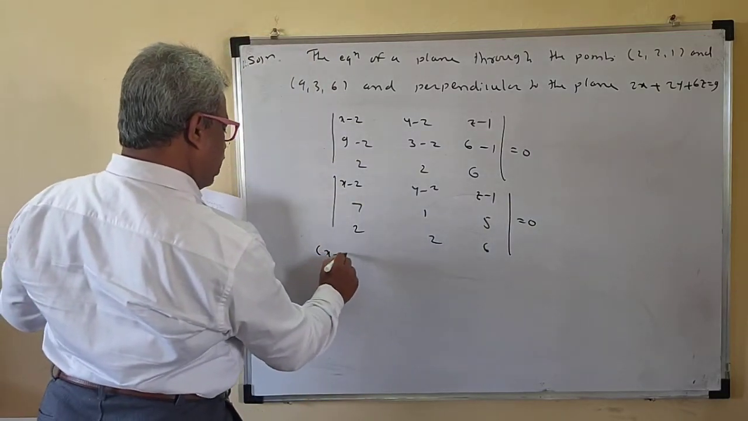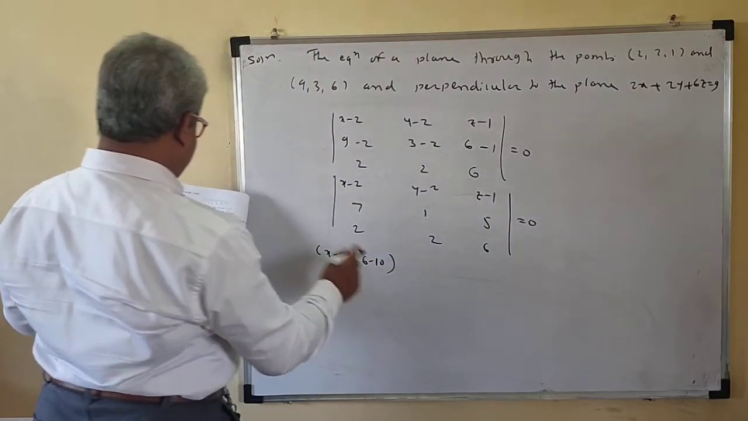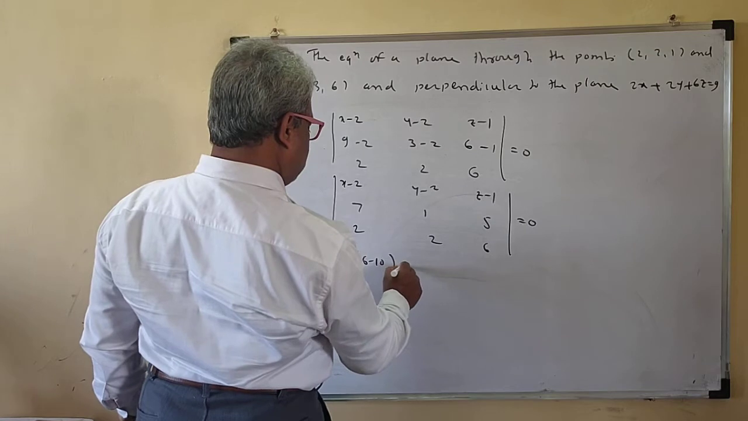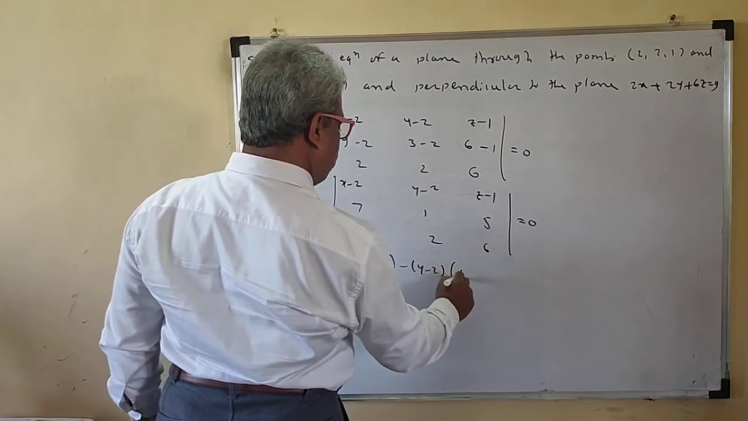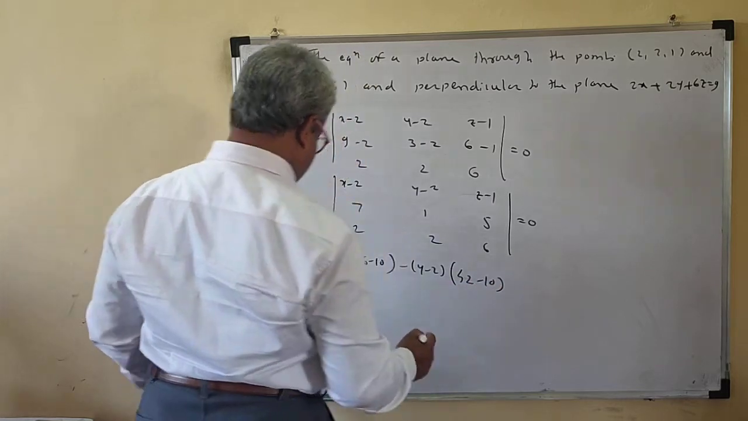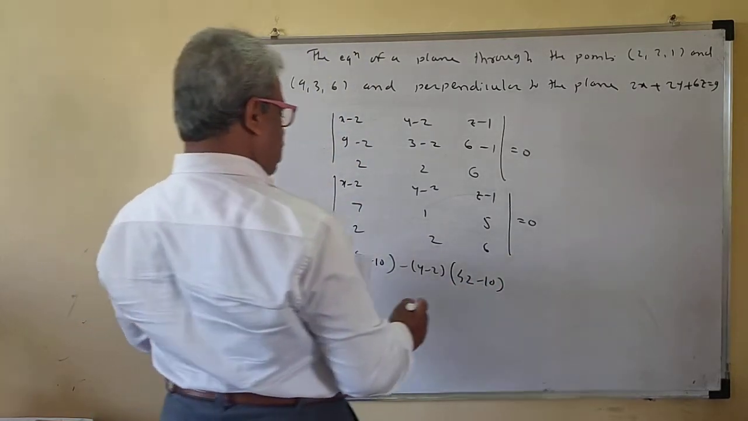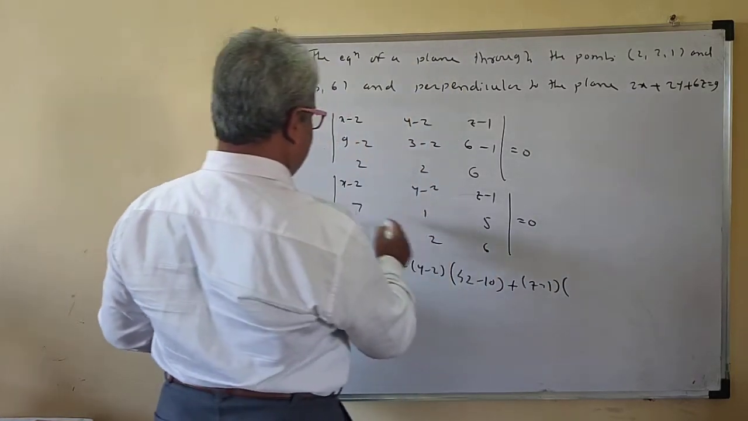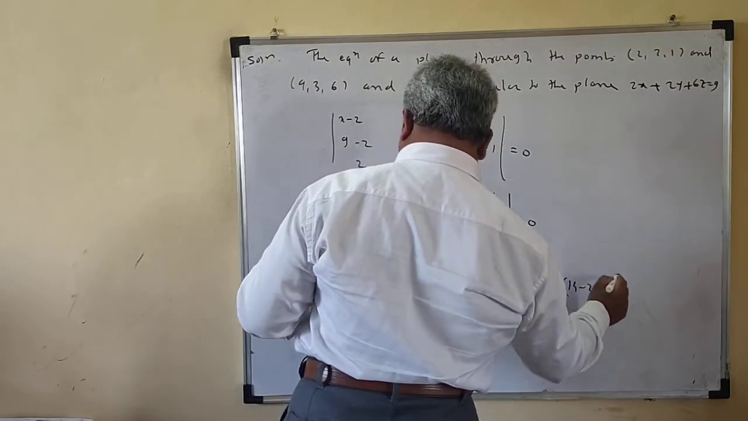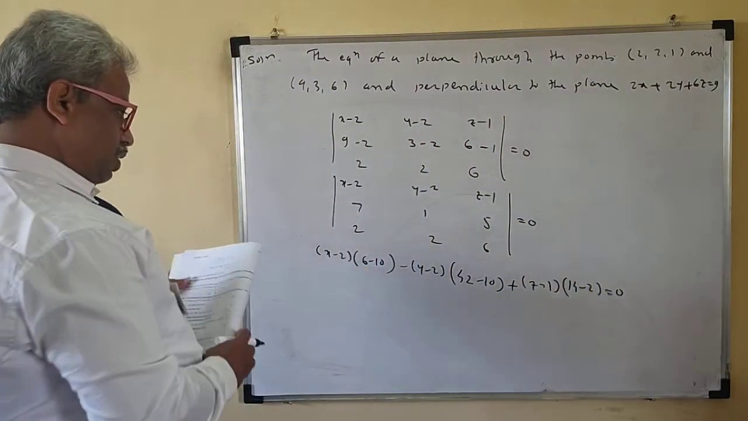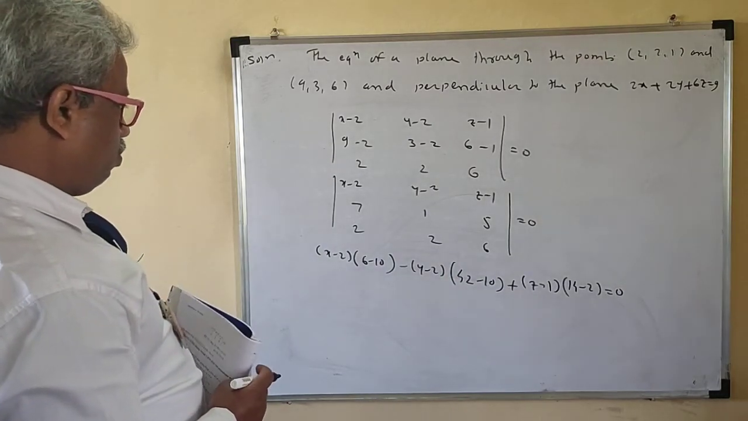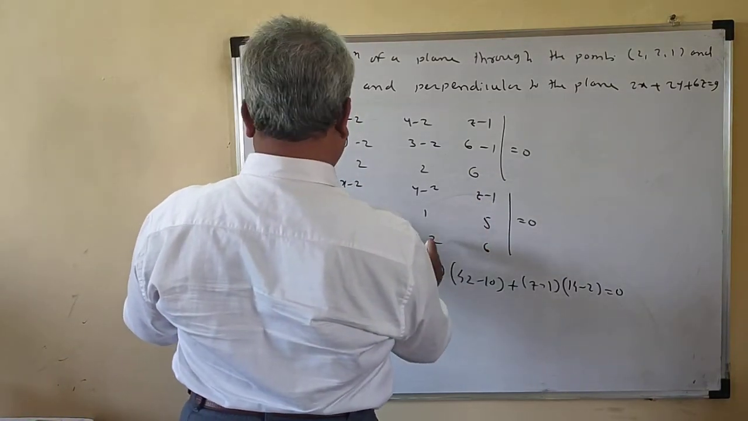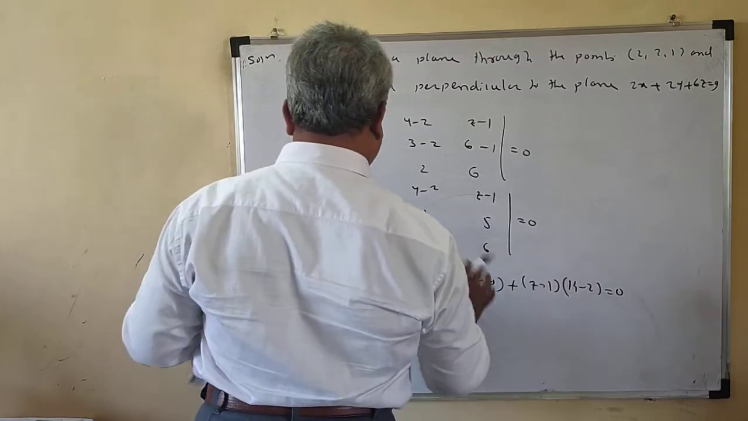So this is x minus 2 into 6 minus 10. Yeah, here we made a mistake. Okay, 6 minus 10. Okay, so now this is y minus 2. So this is 42 minus 10 now. 42 minus 10. Okay, and plus z minus 1 into 14 minus 2. Okay, so somewhere we made a mistake. 40 minus, how did we get a 40? z minus 1. This is 14 minus 2. Okay, we are correct now.